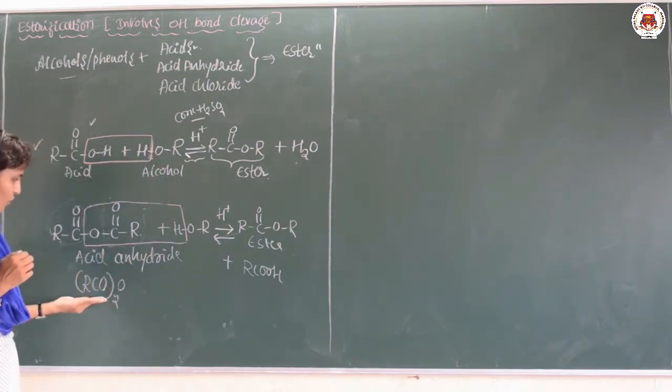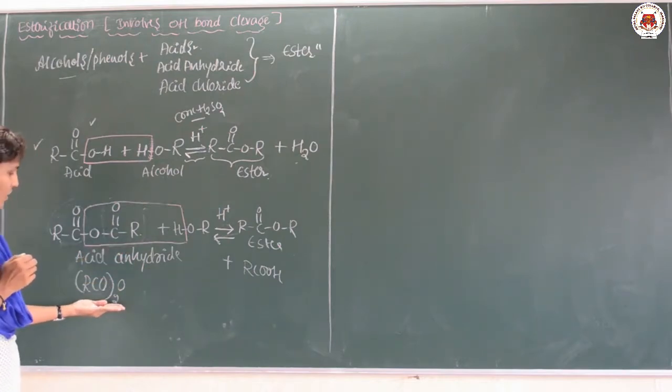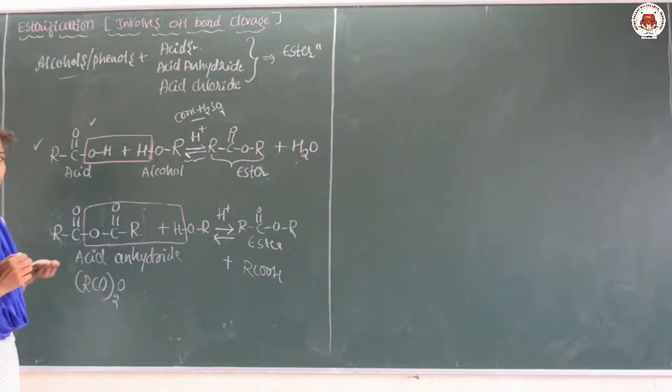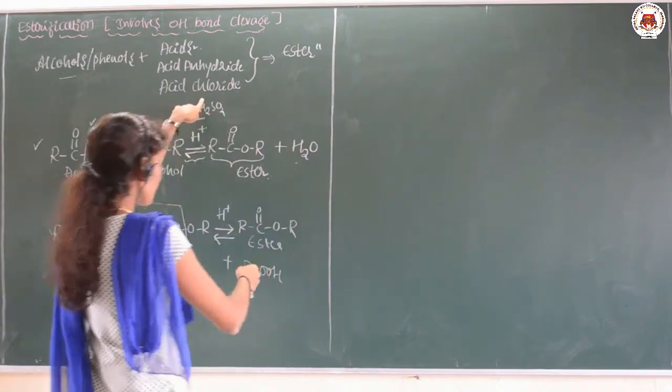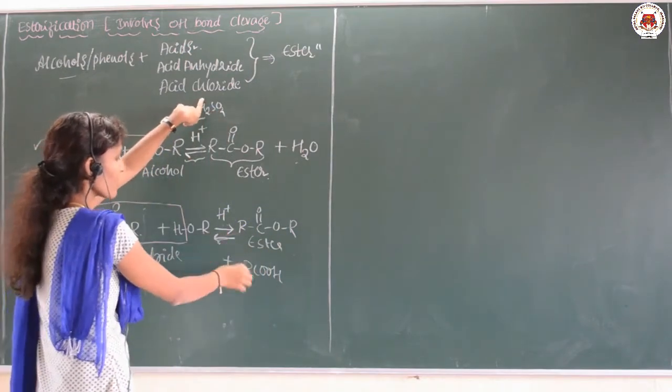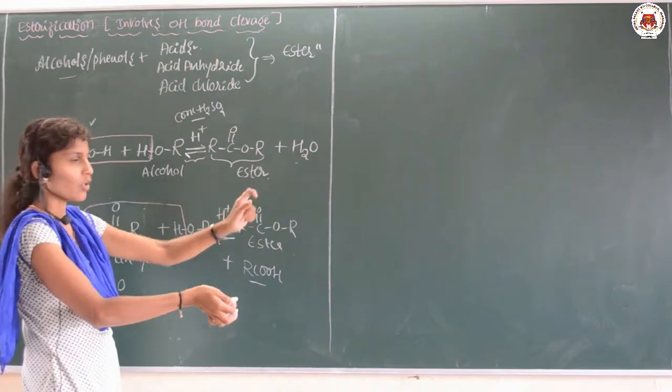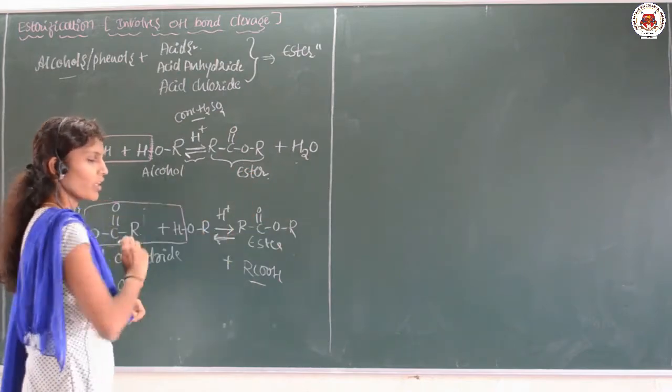In some books, the acid anhydride is written in this format, RC double bond and O twice. This is also nothing but acid anhydride. One more thing: here also it is a reversible reaction, meaning the RCOOH must be removed immediately in order to prevent loss of our product ester.